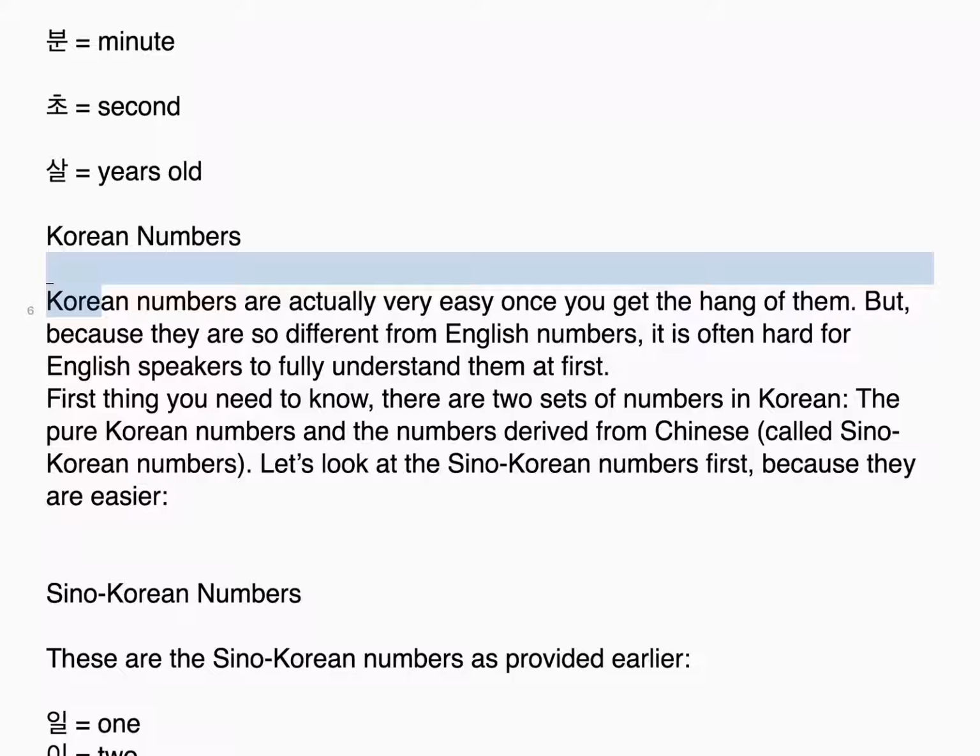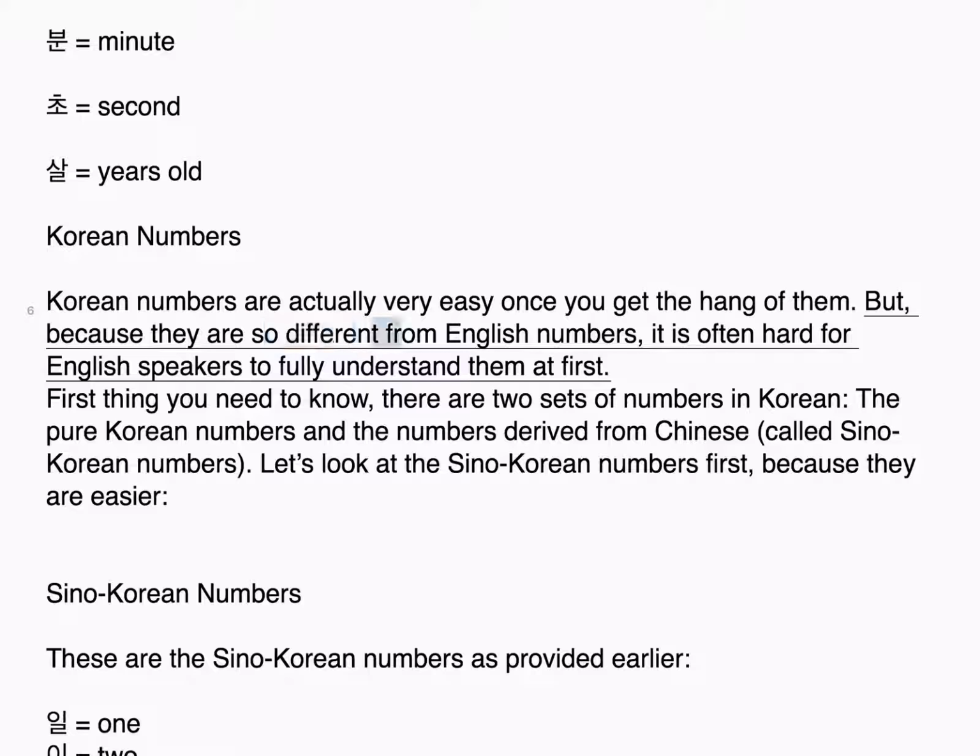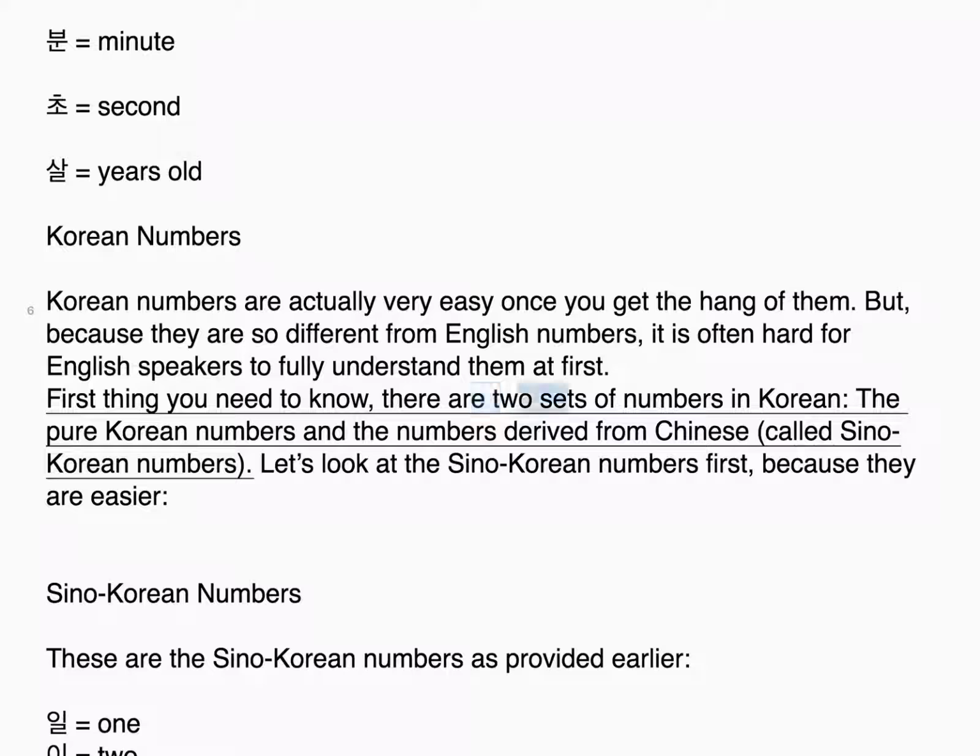Korean numbers. Korean numbers are actually very easy once you get the hang of them, but because they are so different from English numbers, it is often hard for English speakers to fully understand them at first. First thing you need to know, there are two sets of numbers in Korean, the pure Korean numbers and the numbers derived from Chinese, called Sino-Korean numbers. Let's look at the Sino-Korean numbers first, because they are easier.